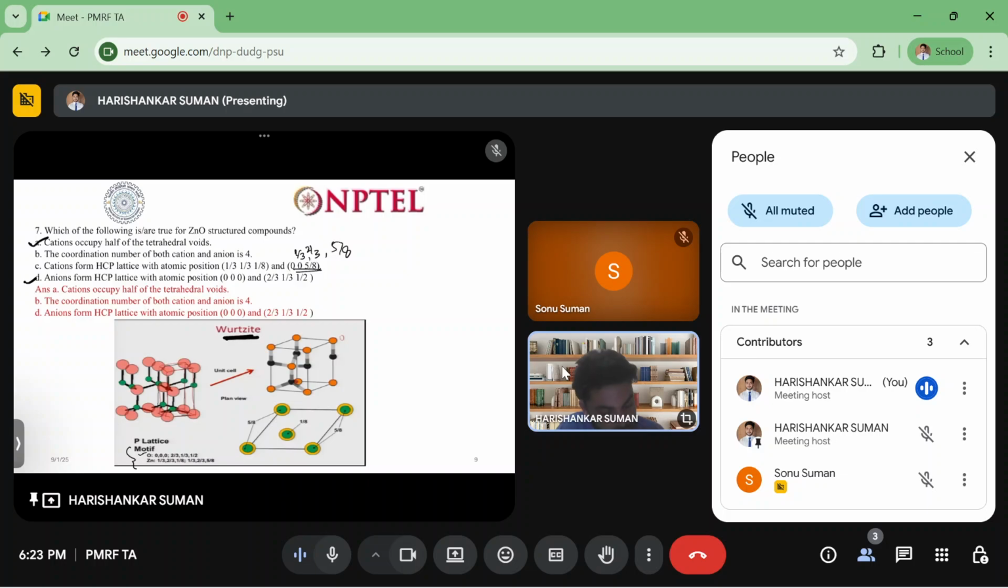Okay, and for a compound of MX stoichiometry, the radius ratio should be 0.225 to 0.414. Examples are ZnS, ZnO, SiC. The anion forms an HCP lattice with the cation in half of the tetrahedral sites. The coordination number of the anion and cation will be 4, the same as discussed.